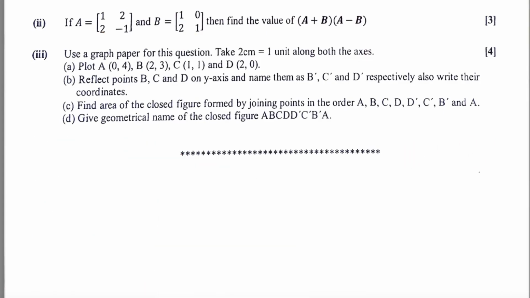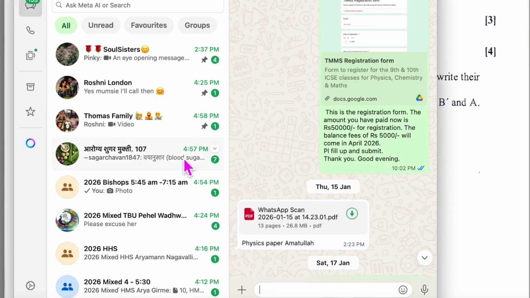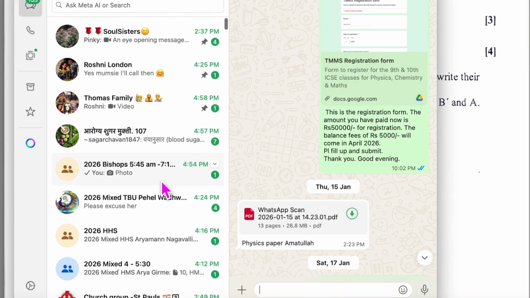Okay, now the next one over here is where a is given 0 comma 4, b is this, c is this, and d is this. Then they say reflect these in y-axis, name them this, also write their coordinates. Then find the area of the closed figure formed here and give the geometric name. Now for this I have got the ready-made thing. Where is the PDF?